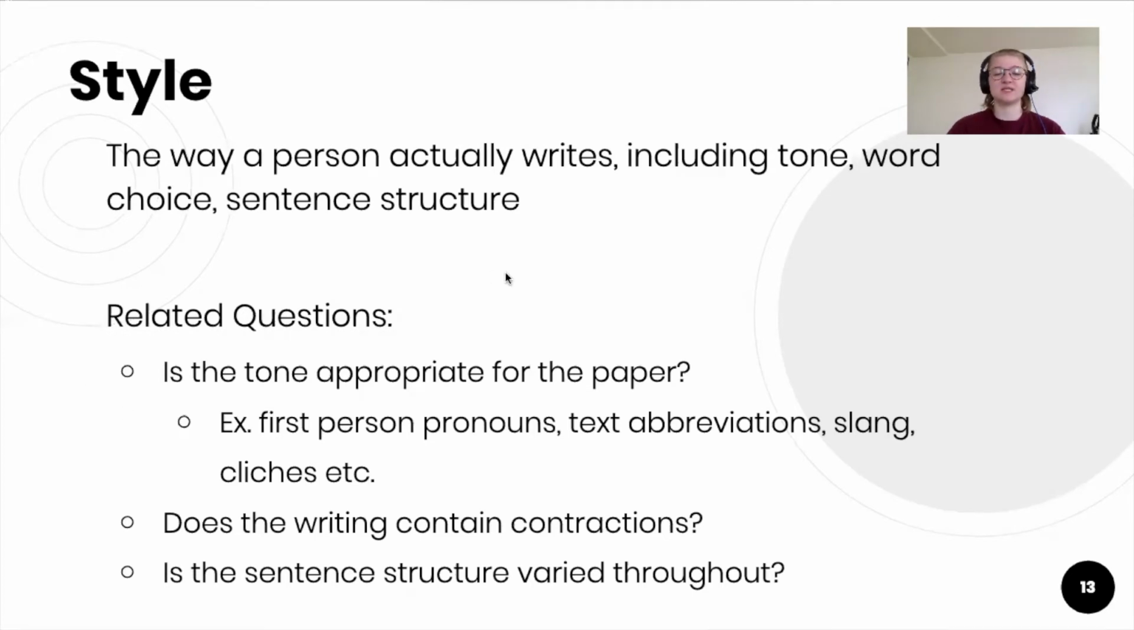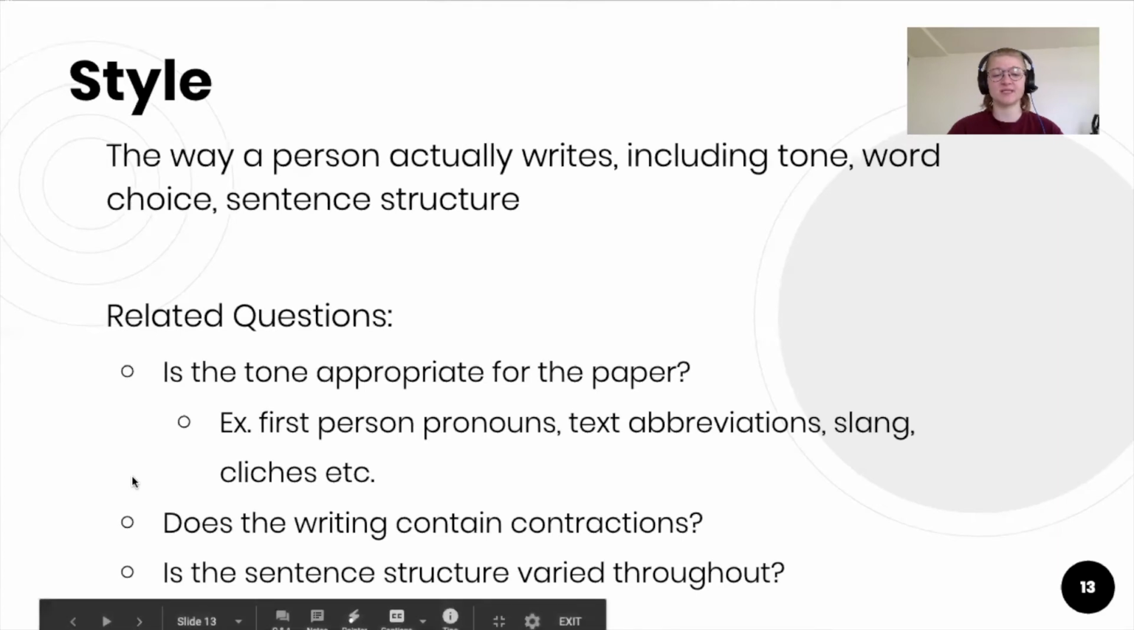You can also ask, does the writing contain contractions? Again, in an academic paper, we tend to avoid contractions. So if you read somebody's essay and their essay has contractions, you can tell them that you noticed it and perhaps they want to change it.